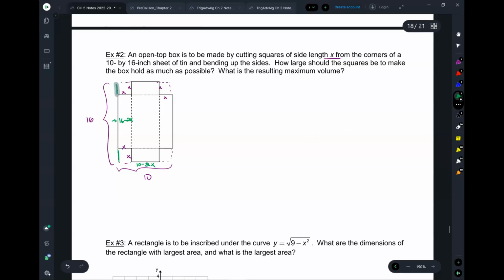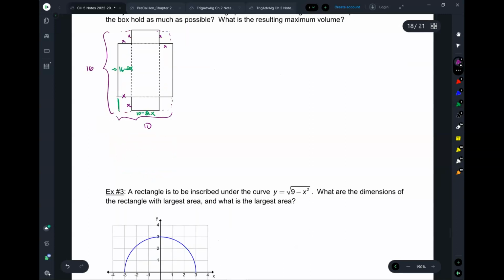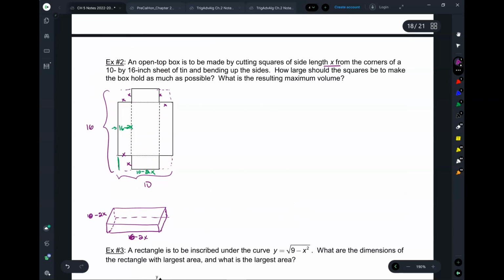All right? When we fold up the sides of that net, is what we call it, you get a box with an open top, kind of like those donut boxes, like this. Okay, so now the sides here are 10 minus 2x and 16 minus 2x. Or let me do it to scale. Okay? All right, so let's continue.